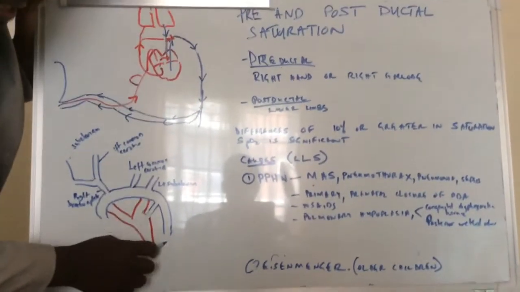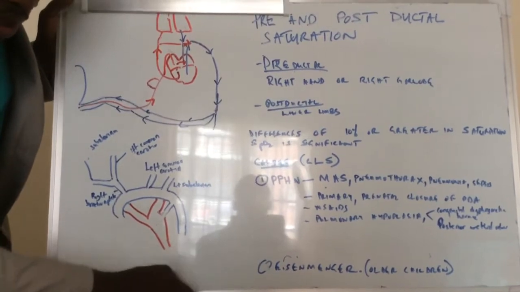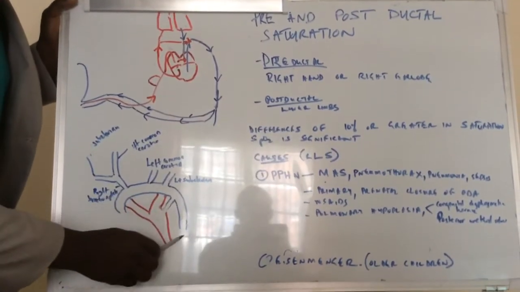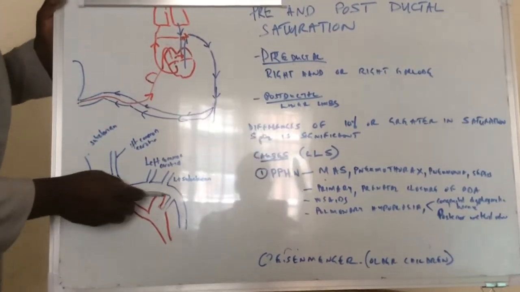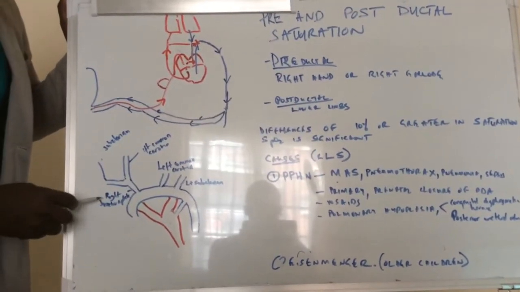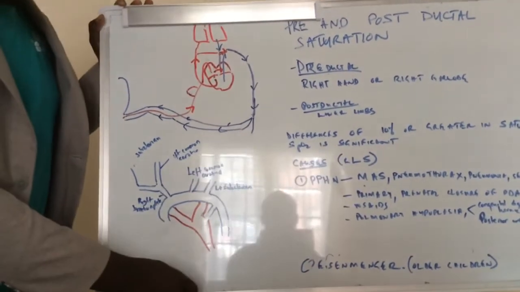So the saturation of blood post-ductal, after the ductus arteriosus, in the lower limbs and every other organ that's perfused after the ductus arteriosus, is lower compared to the organs that are pre-ductal. Okay, so if you're taking saturation of the right arm or the right earlobe, it should be higher than the saturation of the lower limbs.